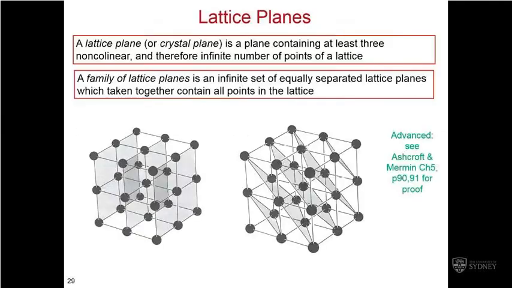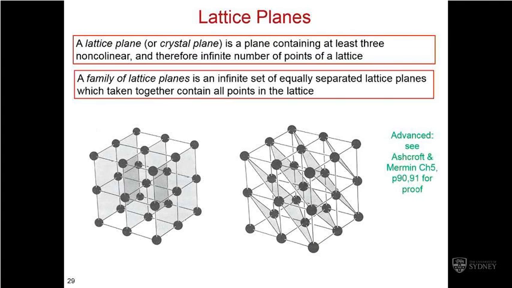Okay, so a couple of definitions here. Coming back now to real space. What do we mean by a lattice plane? We're going to introduce some notation to define lattice planes and directions now. So there's 2 ways you can think about it. There's probably more, but one way is it's a plane containing at least 3 non-collinear points, and thereby an infinite number of points. So it's like, imagine a 2-dimensional sheet. It's got points all over it that extend forever in both directions.